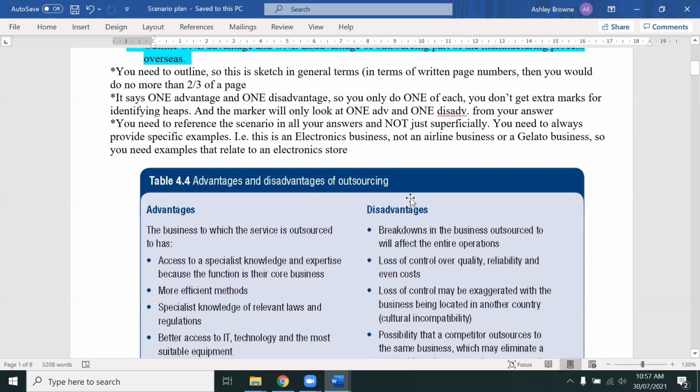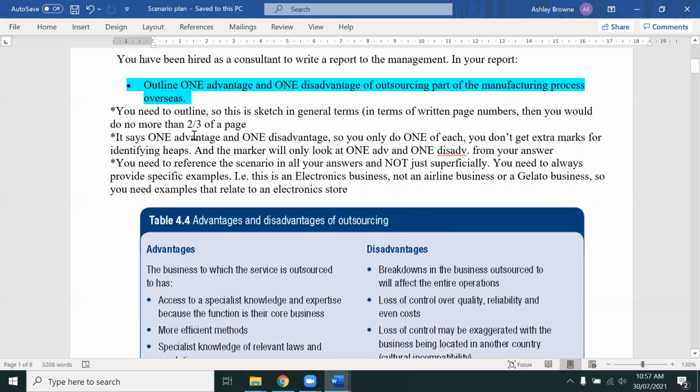Well, what else do we need to understand from this question? It says 1 advantage and 1 disadvantage. This is super important. Kids often think throwing the kitchen sink at things is going to help. It doesn't. I only want 1 advantage, but I want it to be outlined. And really, almost because it's an essay, it's more like a describe to a degree. I do want 2/3 of a page, maybe slightly less, for this entire question.